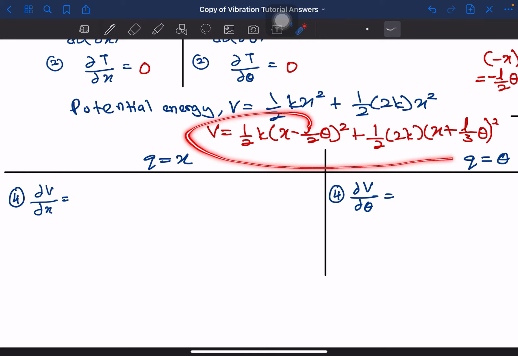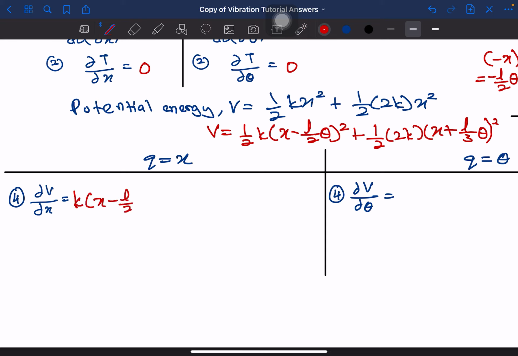So this equation here, differentiate with respect to x. So first of all, differentiate this. Your square, bring it to the front. Square minus 1. So you'll be left with k(x minus L over 2 theta). Remember the chain rule. If you already differentiate the outside, you get this, times the differentiation inside the bracket. With respect to x, theta will be 0. Differentiate x, you'll get 1.